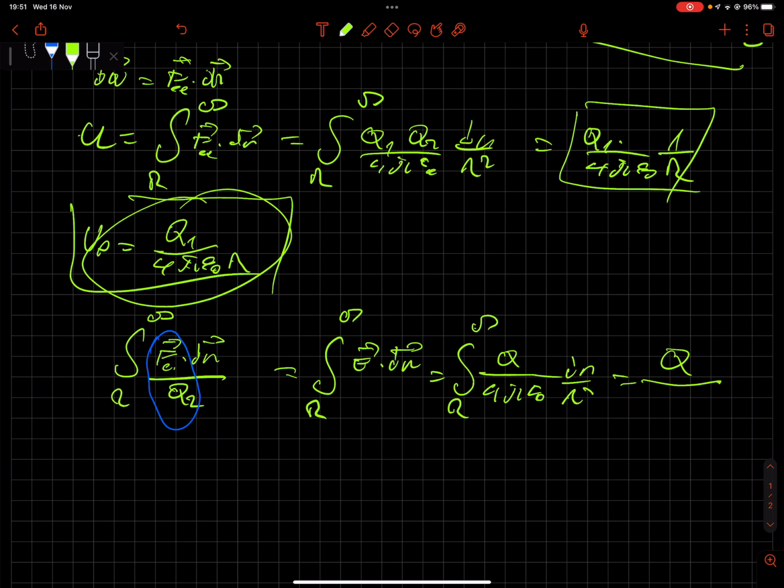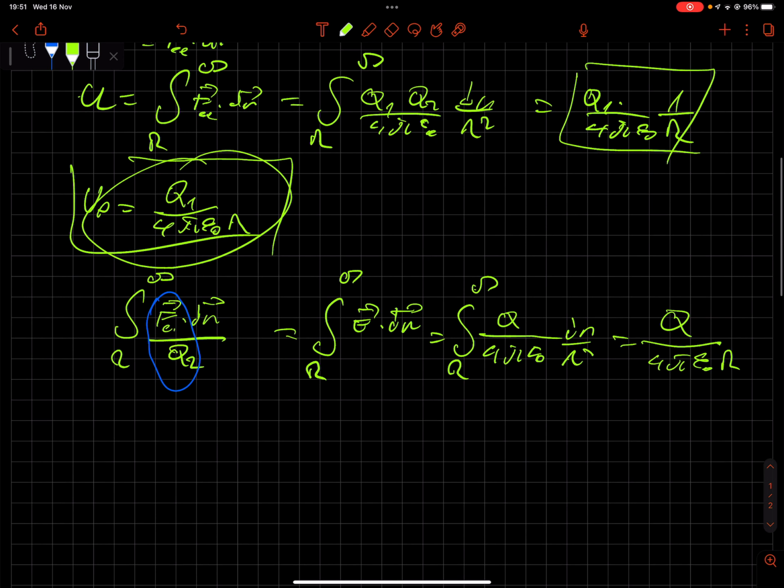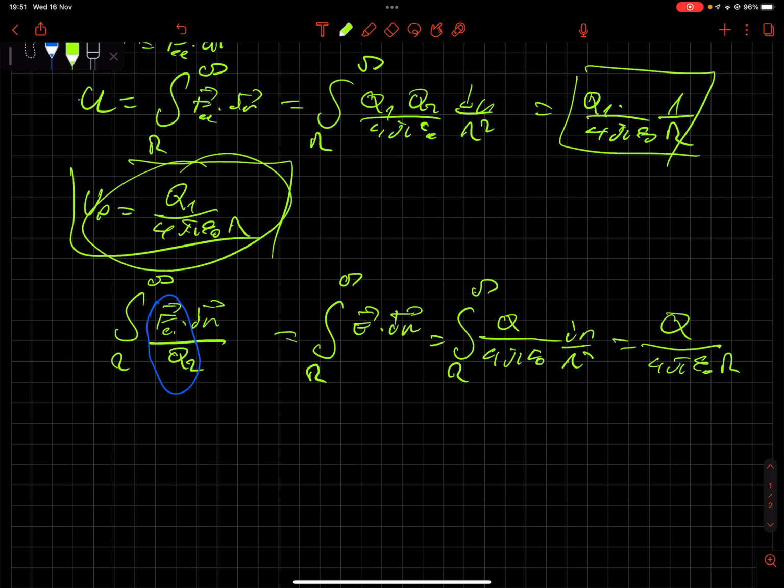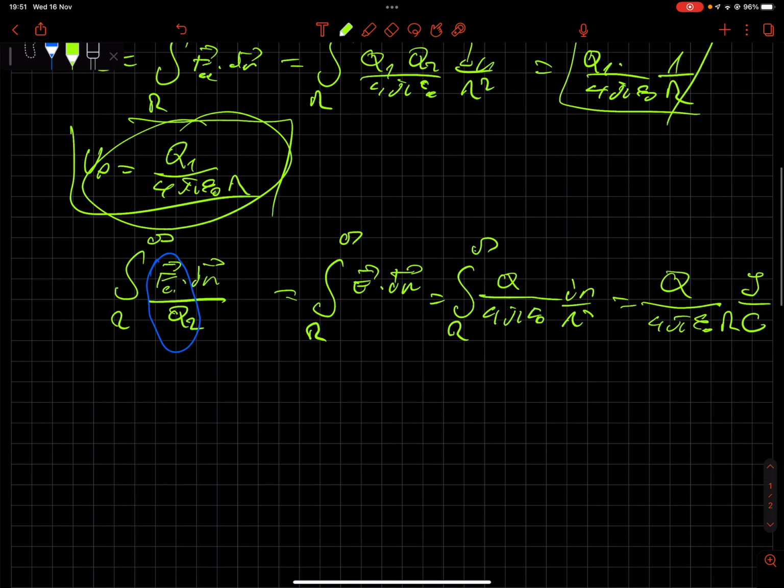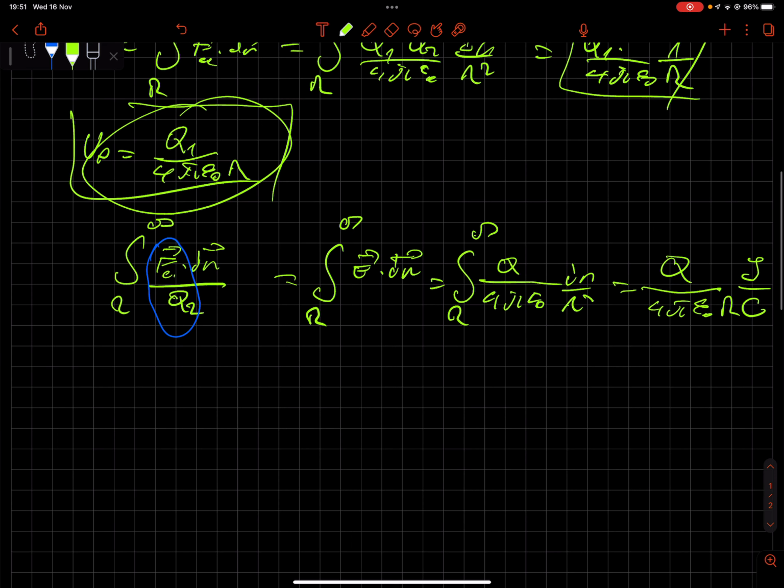It's q over 4 pi epsilon naught r, and the unit is joule per coulomb. Actually, nobody uses that unit. It's volt.